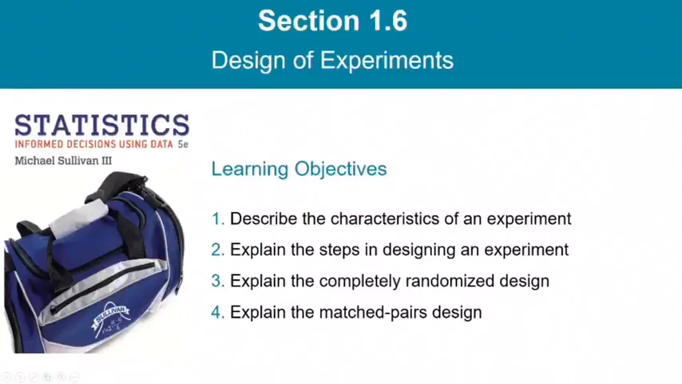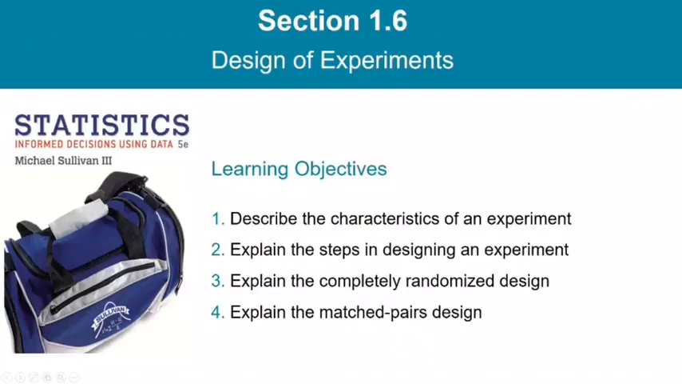Welcome back. Today we're in section 1.6 of our statistics course. We're using Statistics by Michael Sullivan, and we're talking today about design of experiments. In this section we will talk about the characteristics of an experiment, we'll explain the steps in designing an experiment, and we will talk just a little bit about completely randomized design and matched pairs design.